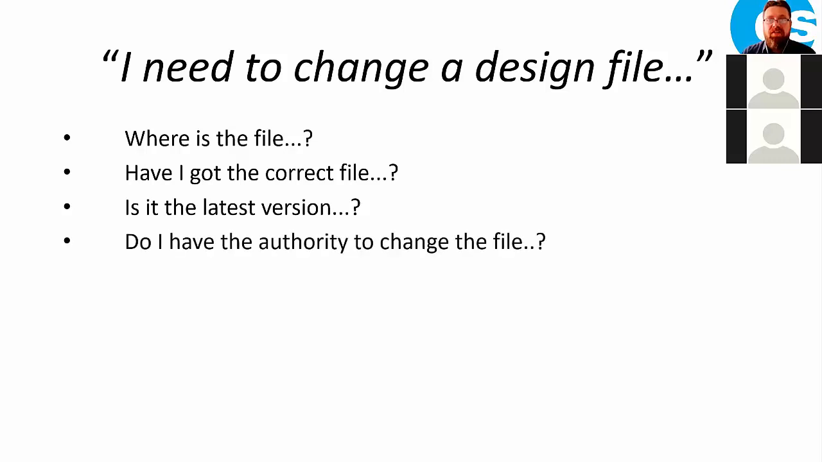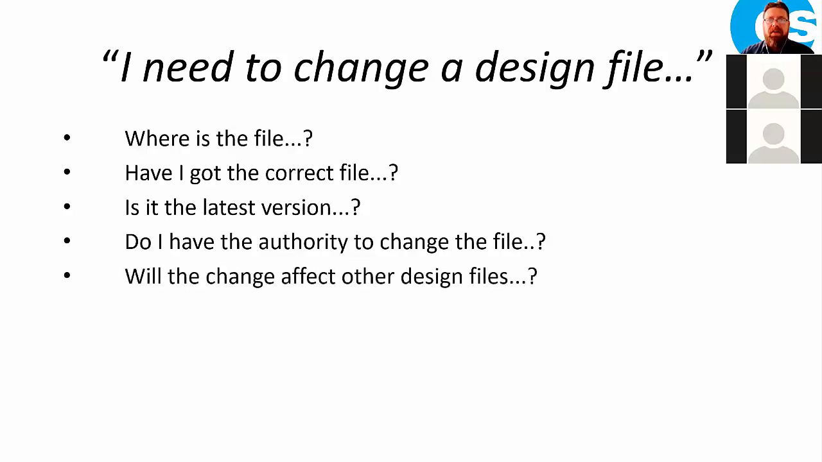Do I have the authority to change the file? Again, we can use folder level security within Windows Explorer, but we also need to consider what happens if the file's at work in progress, and what happens when it's approved. We often move files around within the folder structures to be able to control who can edit the files and who can just view the files. Those of you that use Inventor will understand the pains of physically moving files around within the file system. Vault takes care of all that for us.